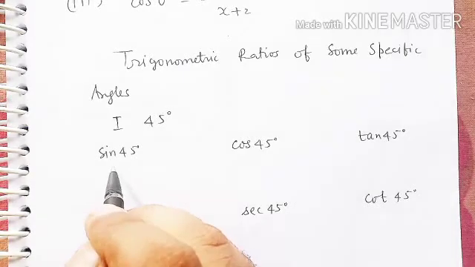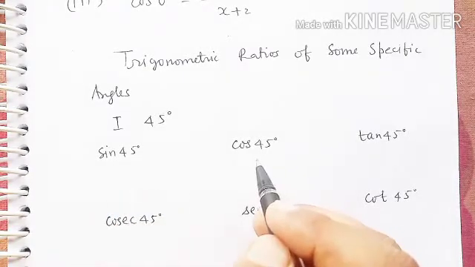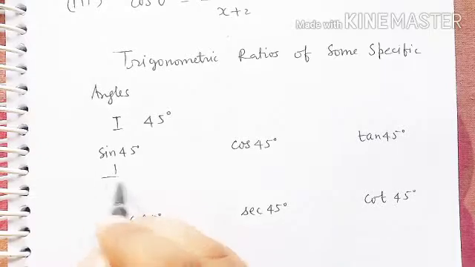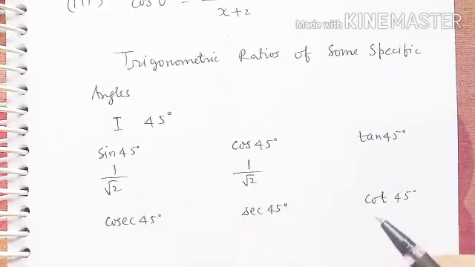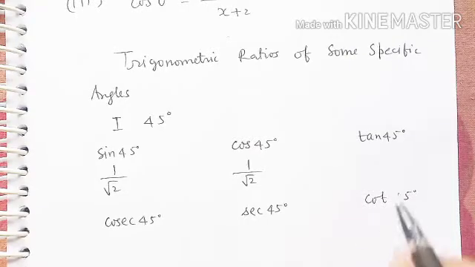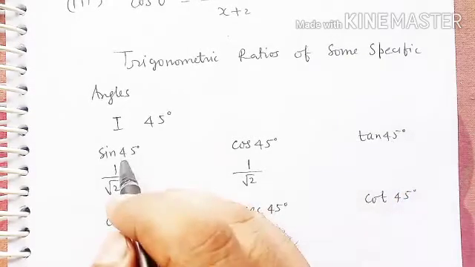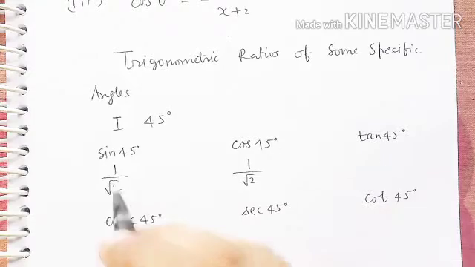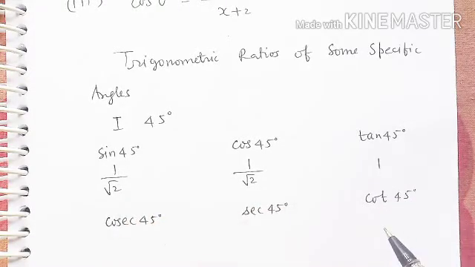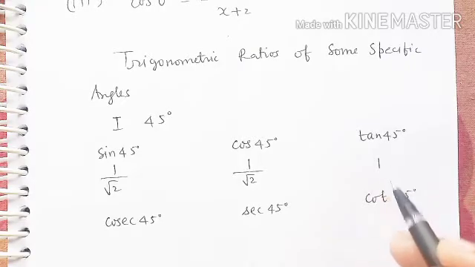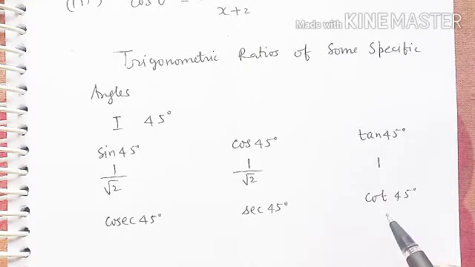We have to remember sin 45 degree value and cos 45 degree value. This is 1 by root 2. This is 1 by root 2. We know the quotient relation. So tan 45 degree is equal to sin 45 degree by cos 45 degree. So 1 by root 2 divided by 1 by root 2. This is 1. Now cot 45 degree, the reciprocal of tan 45 degree. The reciprocal of 1 is 1.